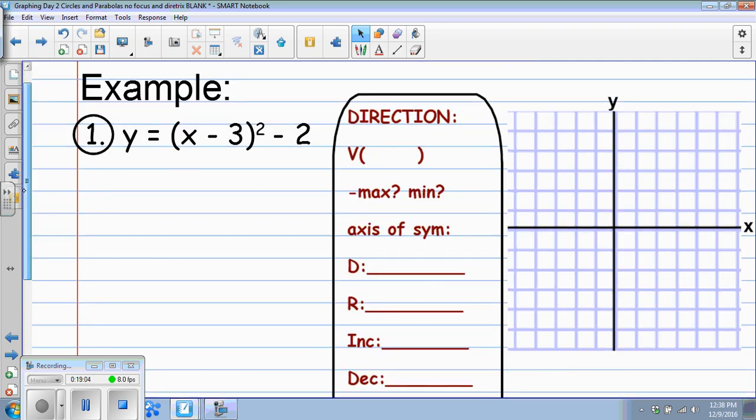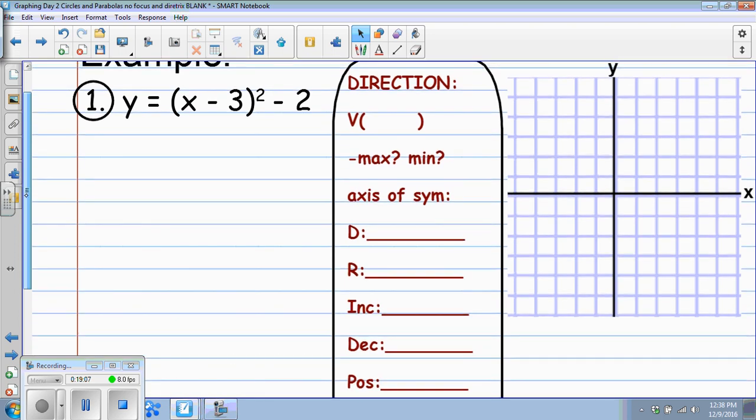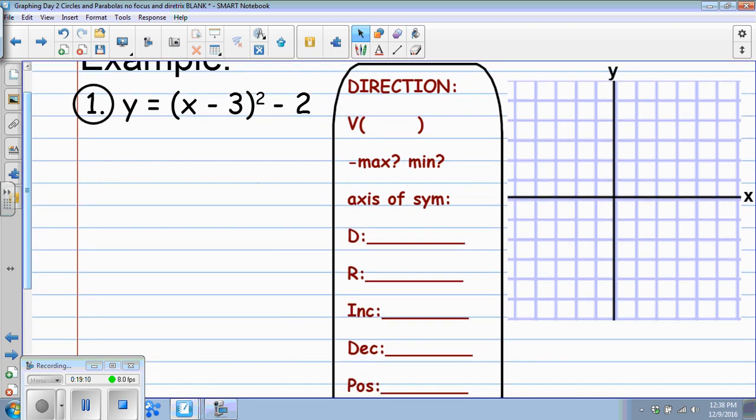Now, here's the first example. It's already given to you in beautiful vertex form. With quadratics, there's 3 different forms. There's vertex form, where if it's in this form, you can pick out the vertex. You can cherry pick it out, the vertex.